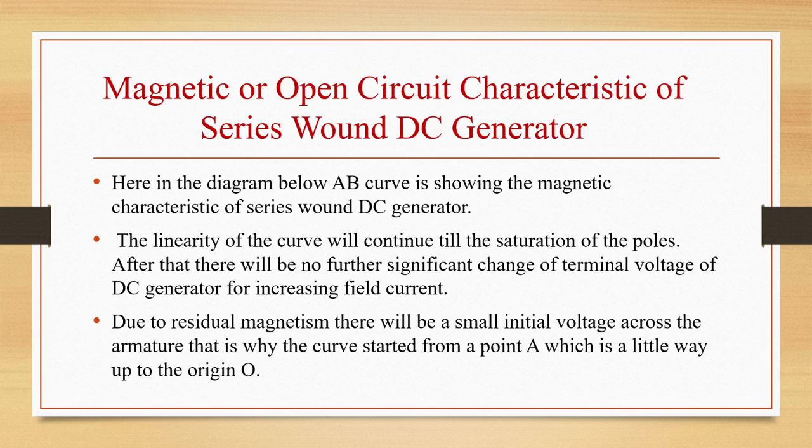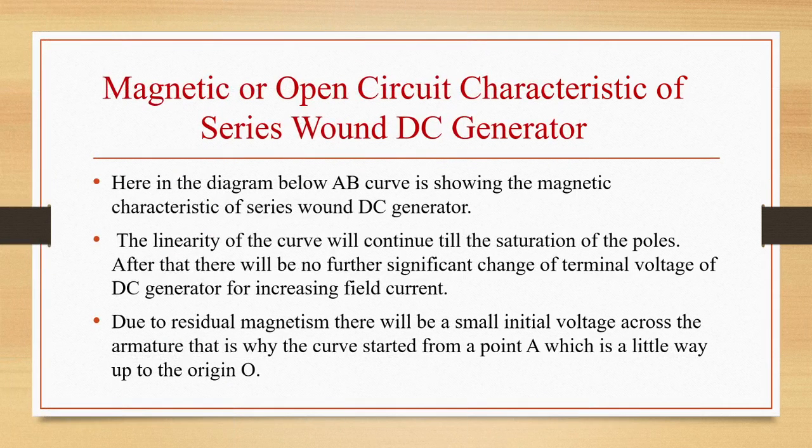So there in the diagram, AB curve is showing the magnetic characteristics of the series wound DC generator. The linearity of the curve will continue till the saturation of the poles. The curve will be linear until the poles get saturated, as we can see in the diagram. After that, there will be no further significant change of terminal voltage of the DC generator for increasing field current.